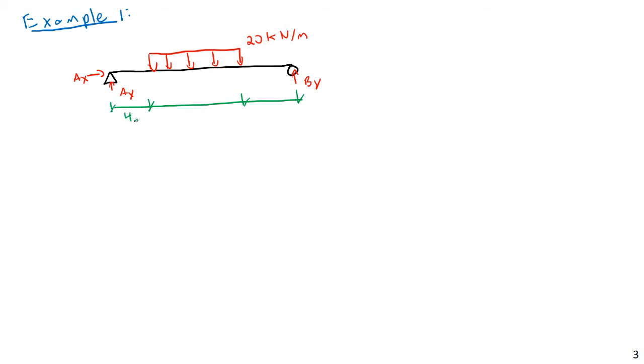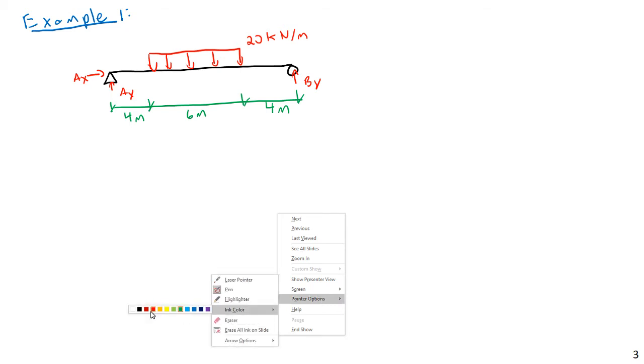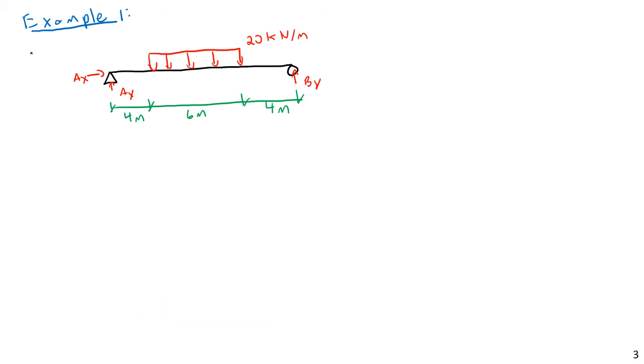4 meters, 6 meters, if I can write M properly, 4 meters, 6 meters, and 4 meters. And so this is a given, and we want to find the V and M functions, or V and M diagrams. Shear and moment diagrams.